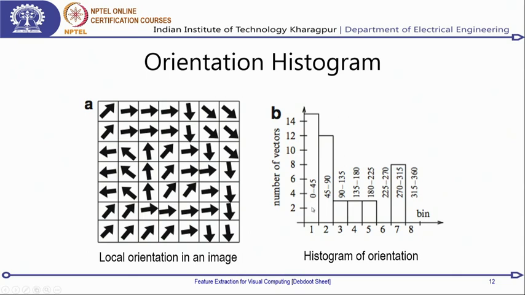So, this is my direction of 0 to 45 degrees. How many are pointing in 45 to 90 degrees? How many are pointing in 90 to 135 degrees? So, if I am binning every 45 degrees, I will have a total number of 8 bins across which I can put the directions of my gradient, and this is another form which is used for calculating the local features within an image itself.